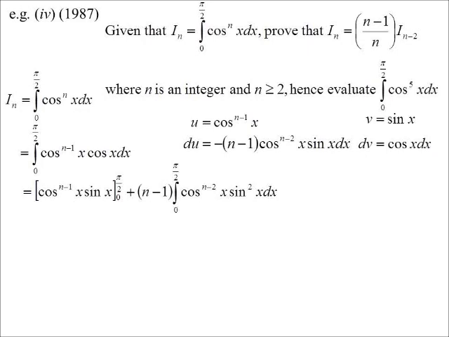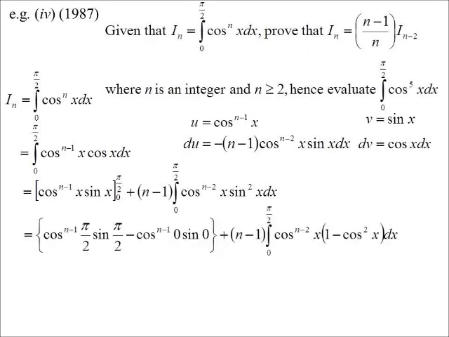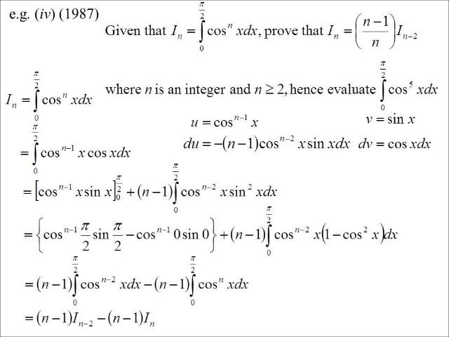I'm left with the (n-1) cos^(n-2) x sin²x. I'd like to get cos to the power of something. So if I change my sin²x to 1 minus cos²x, then I can break that up into two integrals: one's to the power of n-2, one's to the power of n. I can create my formula now. So that's going to be (n-1) I_(n-2) minus (n-1) I_n. Move the I_n's to the other side, and we have our answer. I_n is (n-1)/n I_(n-2).